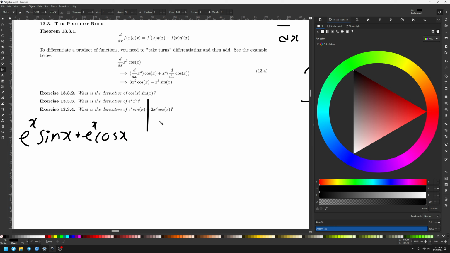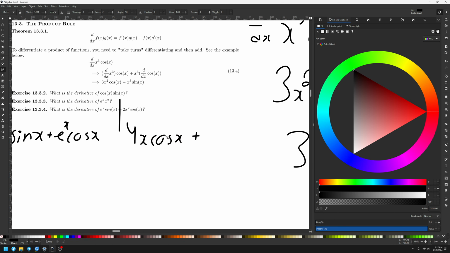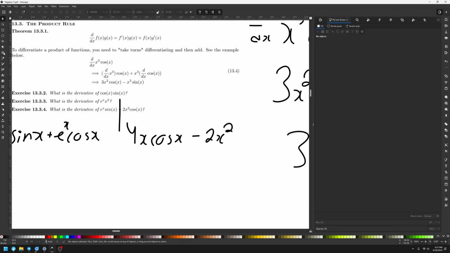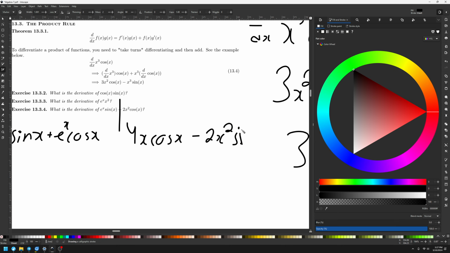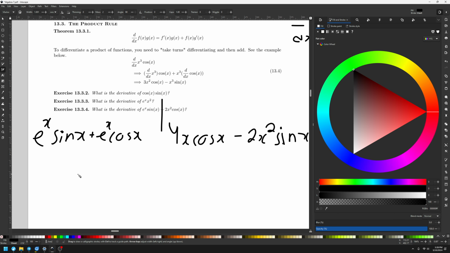Okay, let's differentiate that part first. That's going to be 2 times 2x, because the derivative of x squared is 2x. So 4x cosine x plus, and now we're going to leave 2x squared alone this time. 2x squared times negative sine x. So negative sine x. Okay. And this is going to be our final answer.